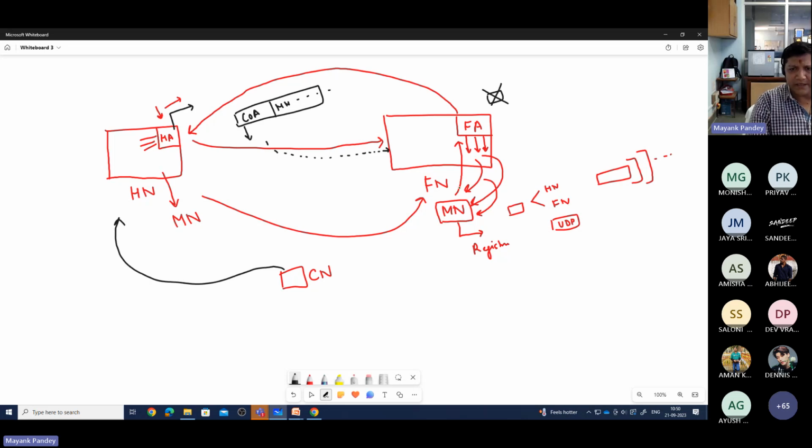There are two types of care of address. One is where the foreign agent provides the address, or it can be a co-located IP address where the mobile node itself has another address for the visited network. So depending upon whether it is a co-located IP address or a foreign agent IP address, that would be the tunnel endpoint. The outer header would be removed and the packet will be transferred to the mobile node. This is the complete process of mobile IP.